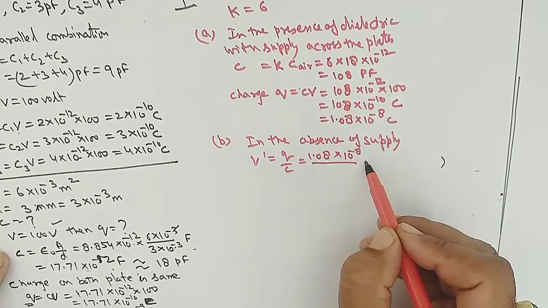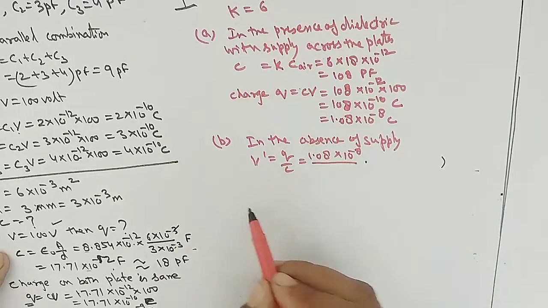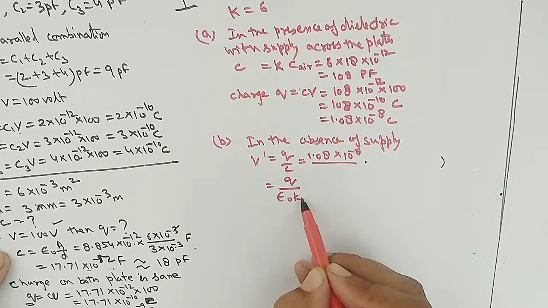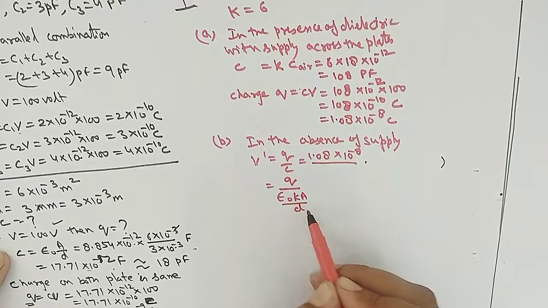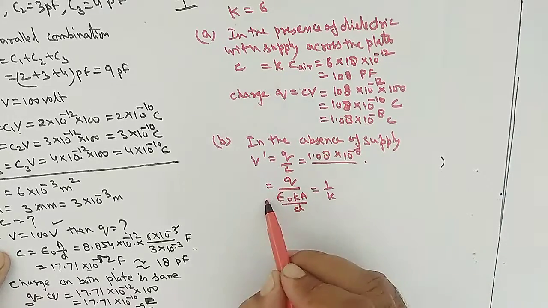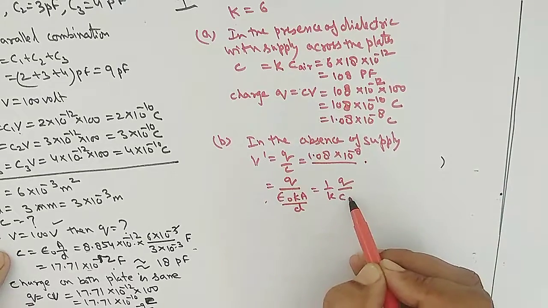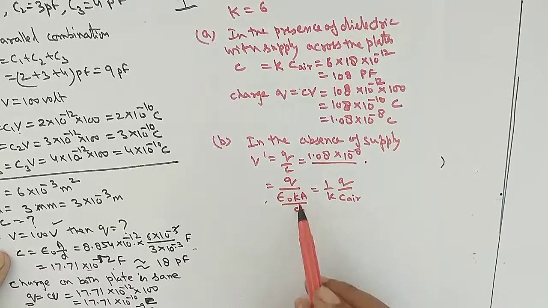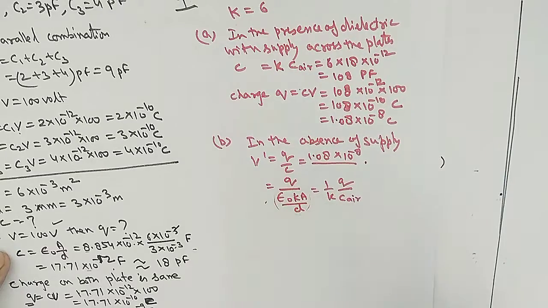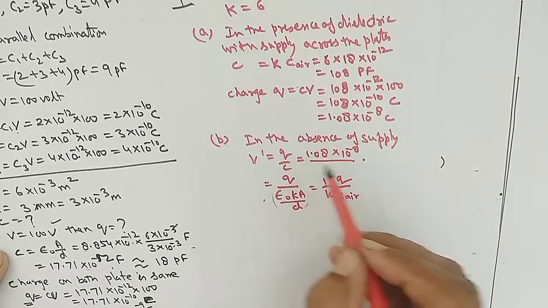Simply, before putting the values, we will write the formula and then put the values. Put here Q and C is equal to epsilon naught K A upon D. Okay, and it will become 1 upon K. Take K outside, 1 upon K. And what is this? This is the C in air. So Q upon C in air. This one is the formula of the capacitance when the air is filled between them.